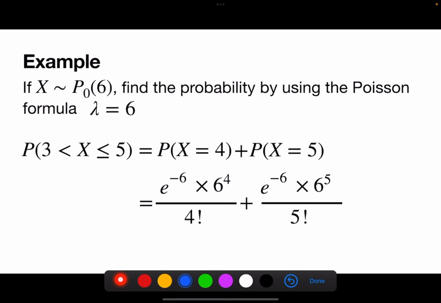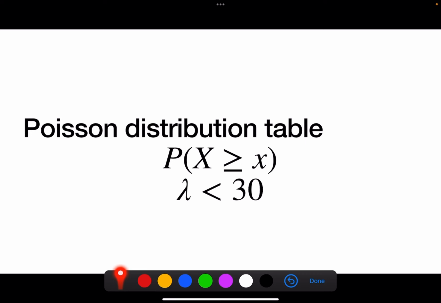So substitute into your calculator. Do not find the value for each part of the formula, then add the values together. Don't do it like that. Put every single thing into your calculator. So you're going to get 0.2945.